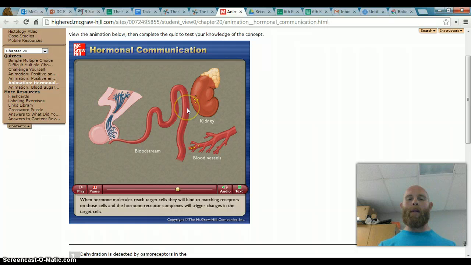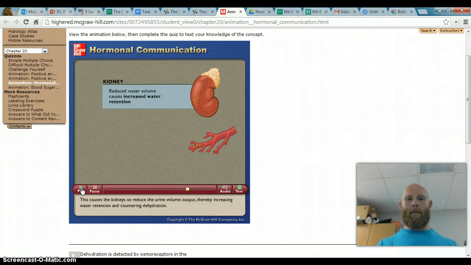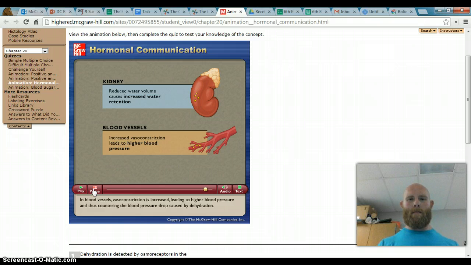In order for a hormone to exert an action or cause a change, the target tissue has to have the right receptor for it. And the hormone receptor complexes will trigger changes in the target cells. This causes the kidneys to reduce the urine volume output, thereby increasing water retention and countering dehydration. In blood vessels, vasoconstriction is increased, leading to higher blood pressure and thus countering the blood pressure drop caused by dehydration.